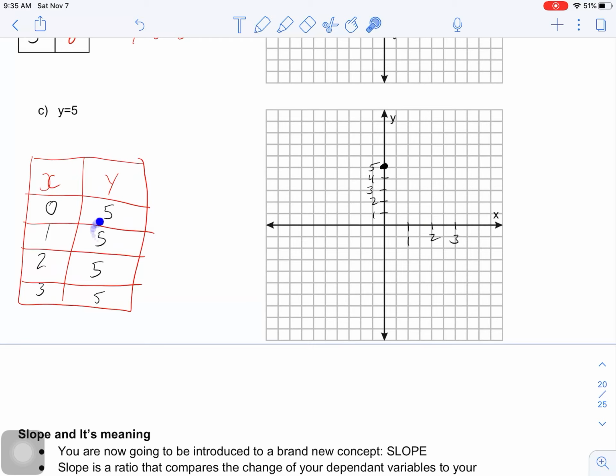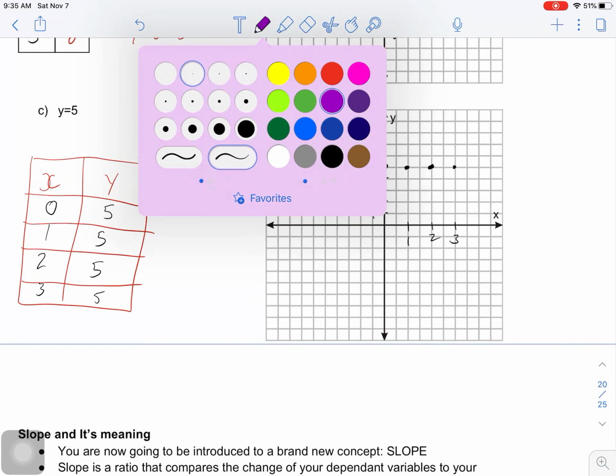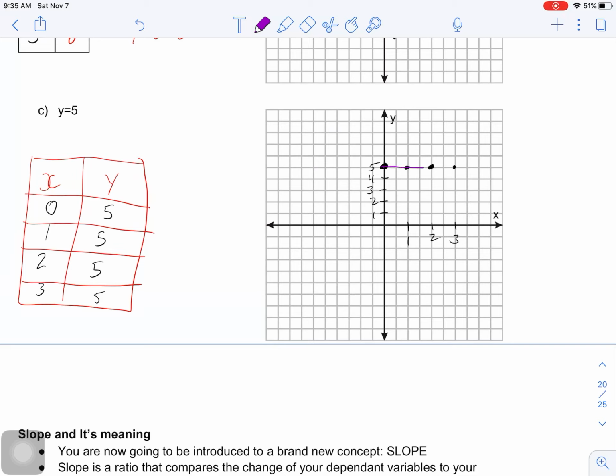When x is 1, y is 5. And hopefully you can see that we're simply just going to increase like this. We're not going to increase, we just have a line. So if we connect these points, we can find that we have a linear relation. This is indeed a straight line. Therefore, it is a linear relation.